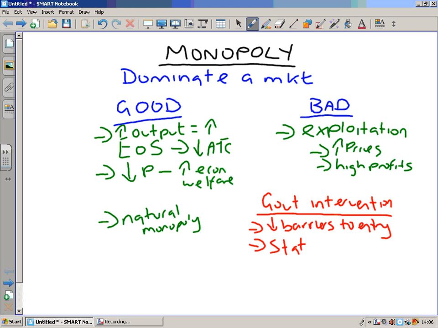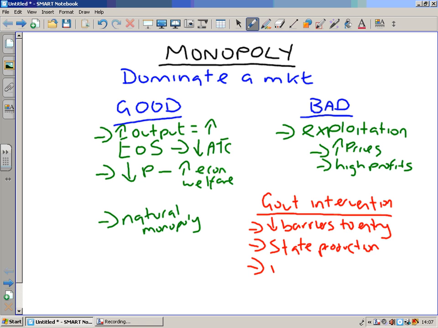Other options: state production. Let's allow the government to provide monopoly services on behalf of people. They're there to represent us, they're not there to make profit, so they should in theory produce these products in the quantities and at the prices that people should be paying for these products.